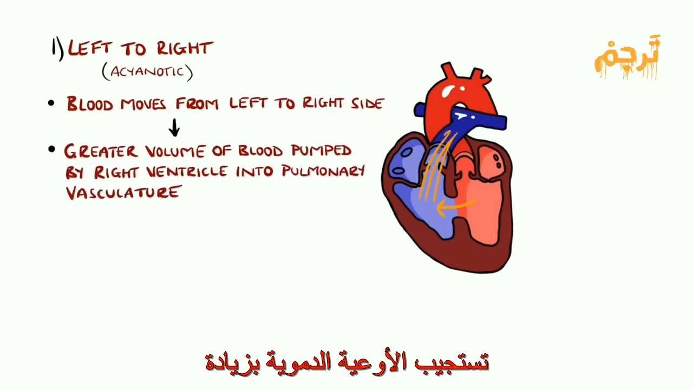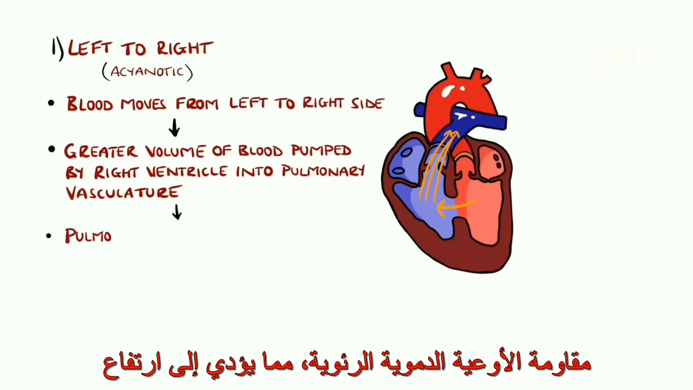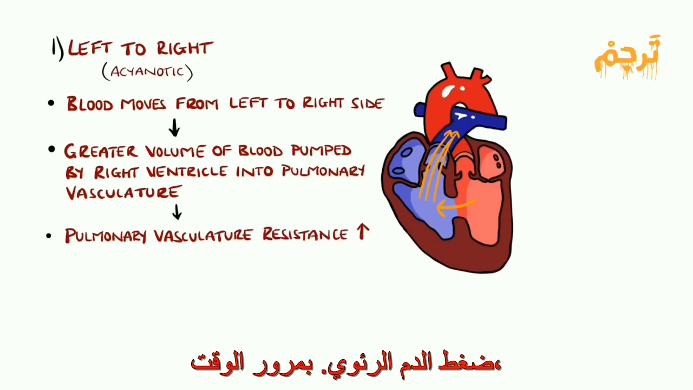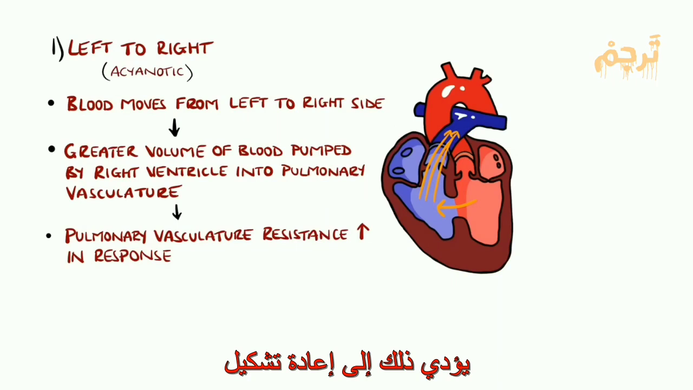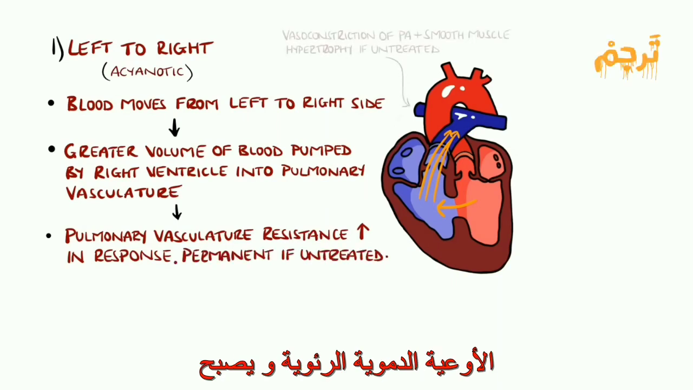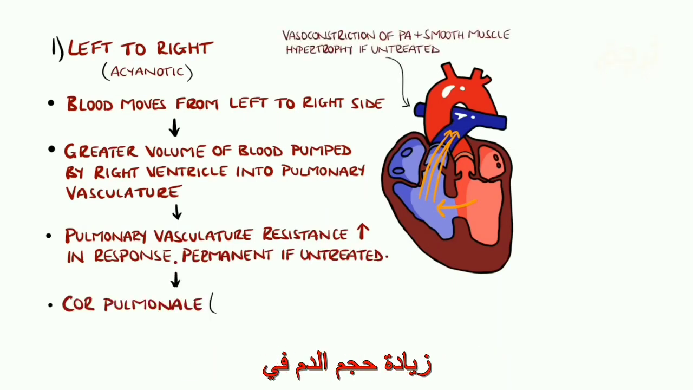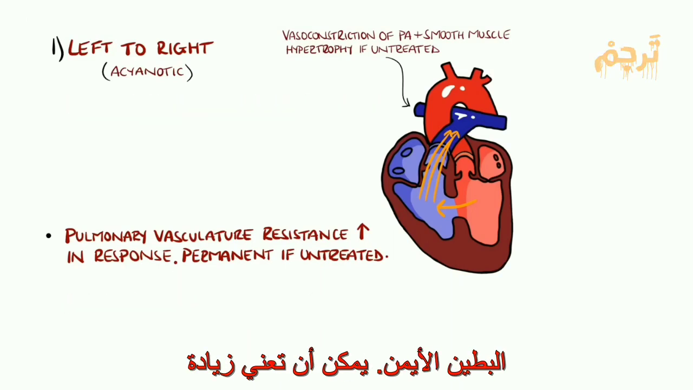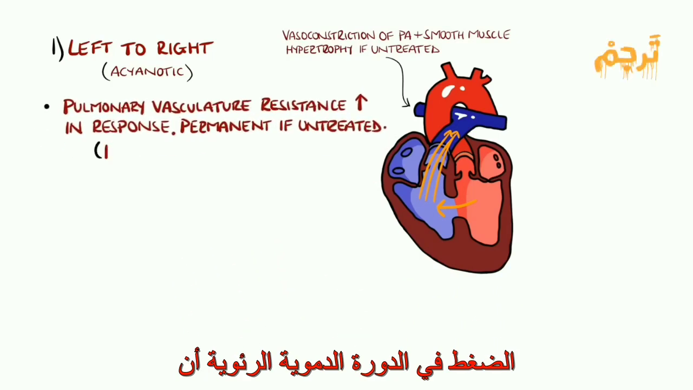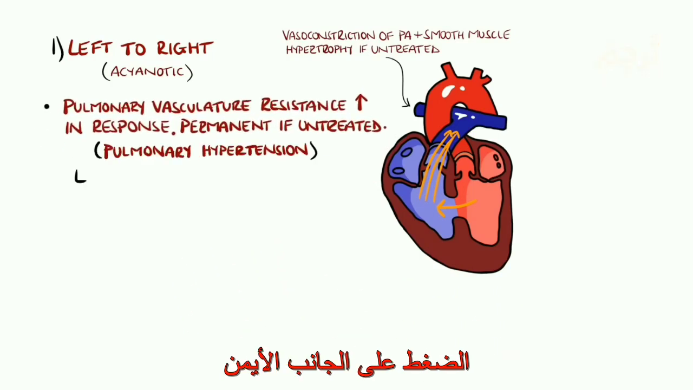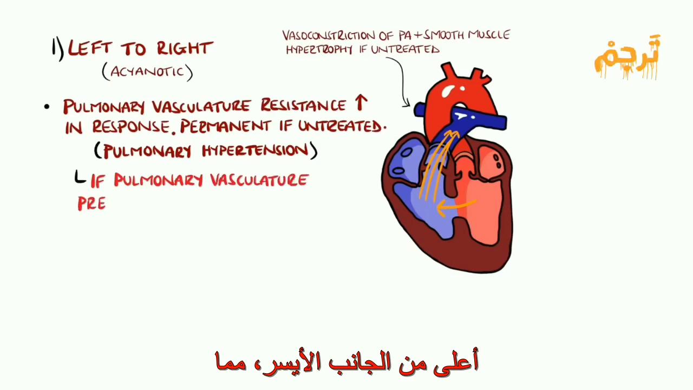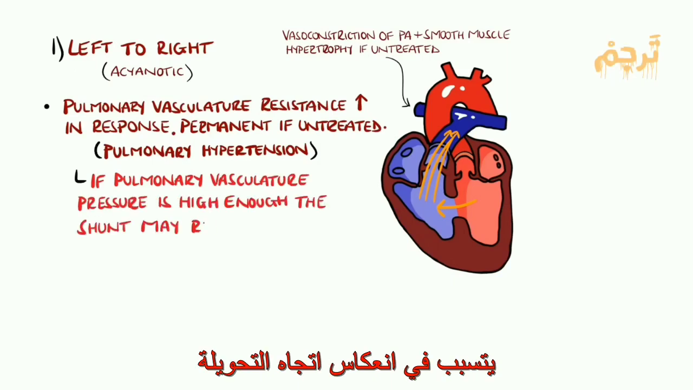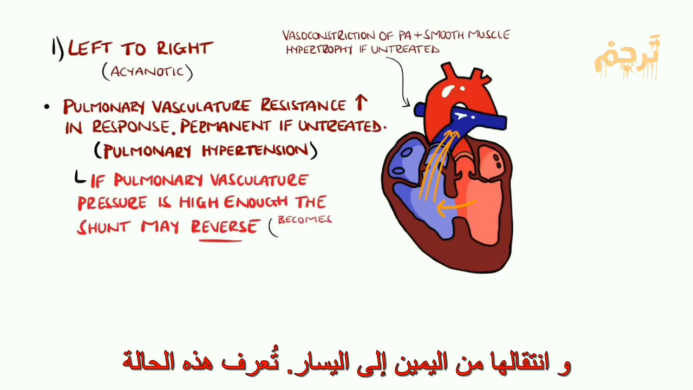The vasculature then responds by increasing the pulmonary vascular resistance, giving pulmonary hypertension. Over time, this leads to remodeling of the pulmonary vasculature and becomes permanent, which combined with the increased blood volume in the right ventricle eventually leads to failure of the right ventricle. The increased pressure in the pulmonary circulation can mean the pressure on the right side is higher than the left, which then causes the shunt to reverse directions and go from right to left.